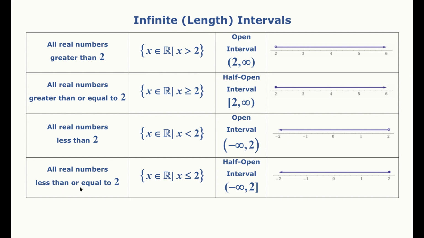All real numbers less than or equal to 2. In set builder, it'll be all x belonging to R such that x is less than or equal to 2. That's a half open interval. So from negative infinity to 2, because 2 is included, we use a bracket. That's what makes it half open. So again, we put a closed circle at 2 and draw an arrow to the left. All right, so make sure you absorb these completely before we proceed.